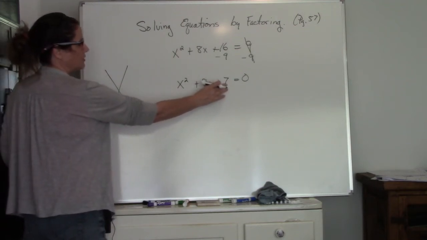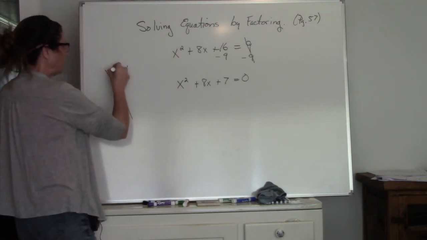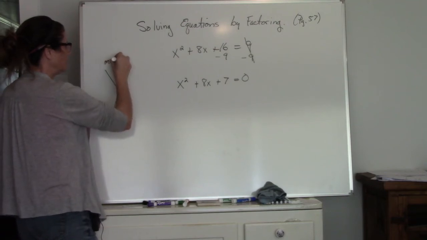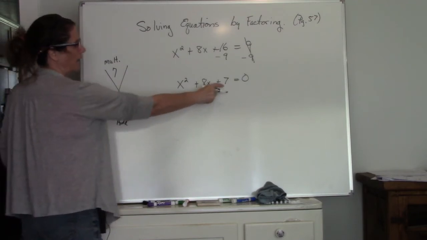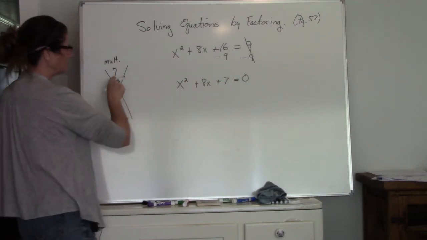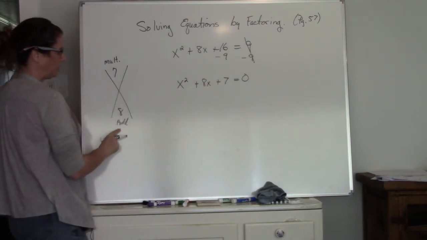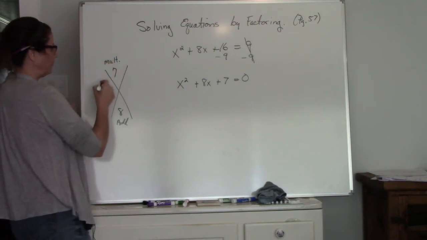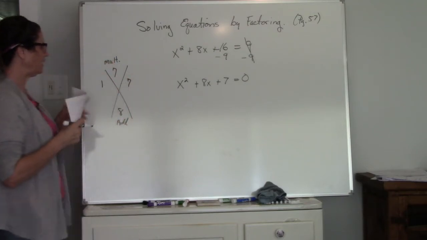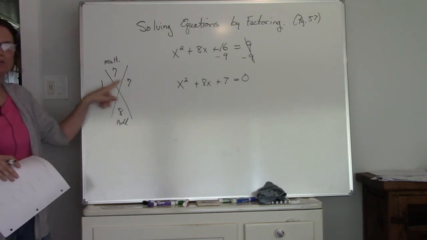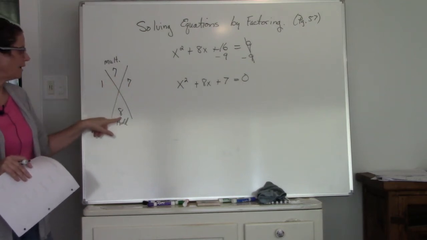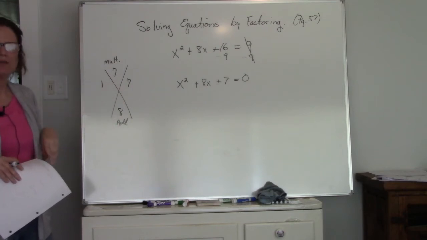The technique I use is, what do I multiply to get 7 and add to get 8? So I always put my constant term in the top, my middle term in the bottom, and I write the factors of my constant. What do I multiply to get 7? So the only factors are 1 and 7. When I add, I get 8. So 1 plus 7 is 8.